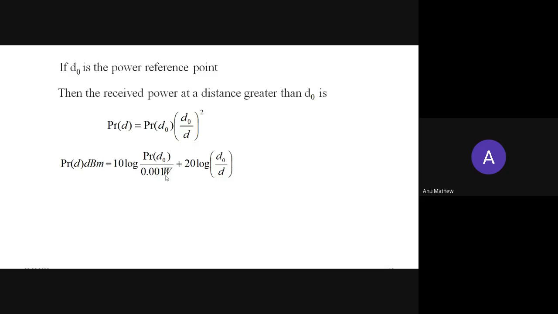This is the received power when the transmitter and receiver are separated by a distance D in the free space propagation model, or Friis propagation model. Okay. So this is the free space propagation mechanism, where the transmitter and receiver are in line of sight, and also there are no obstructions.